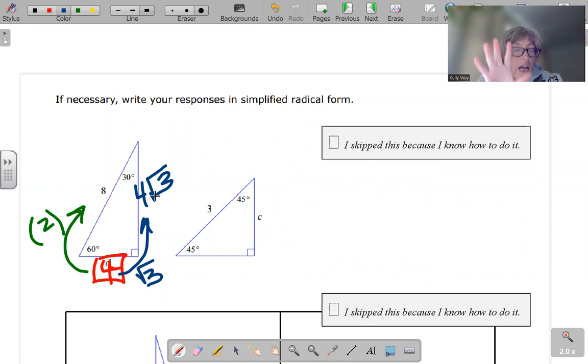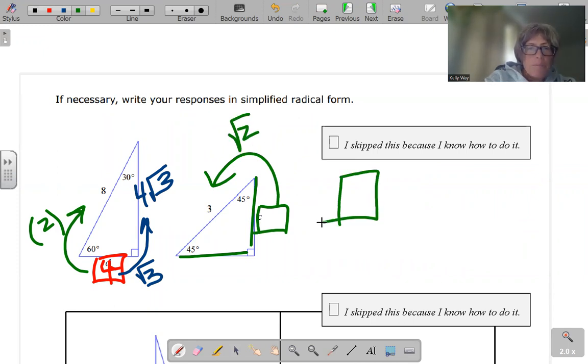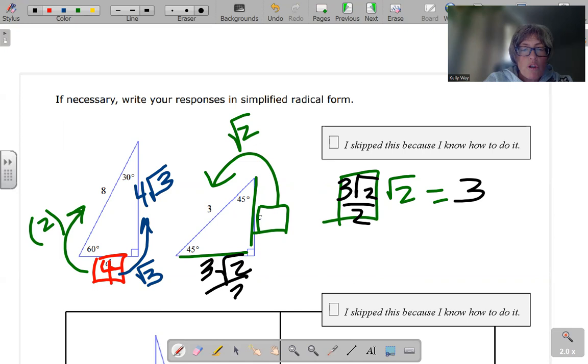45, 45, 90, leg, root 2. Legs are equal. Hypo is whatever the leg is times root 2. So it reads like this. Something times root 2 is 3. So you just work backwards here. We know you need a root 2 there. That's going to get us 2. You know you need a 3 there. That gets us 6. To get back down to 3, we need to divide by 2. So the final answer would be 3 root 2 over 2 for both of them.